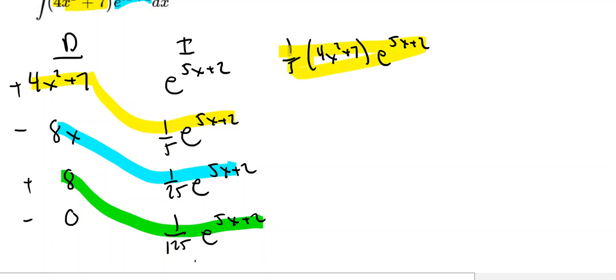I like to put the constant first, then the algebraic part, then the exponential at the end. Minus an 8 over 25 and an x and an e to the 5x plus 2. And that's the blue part.